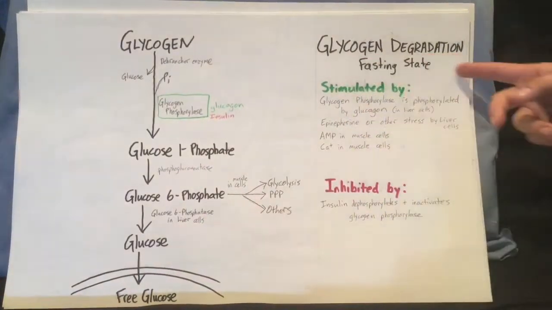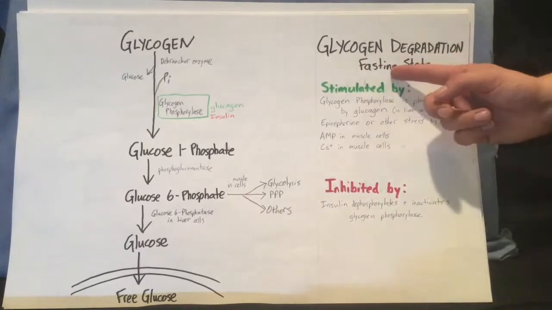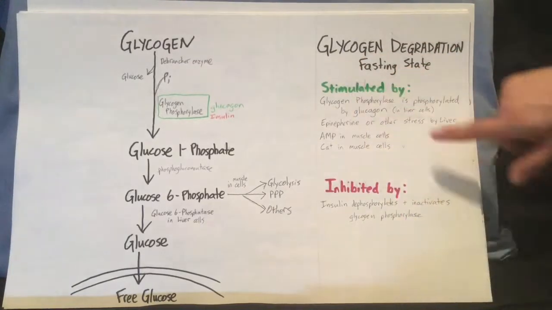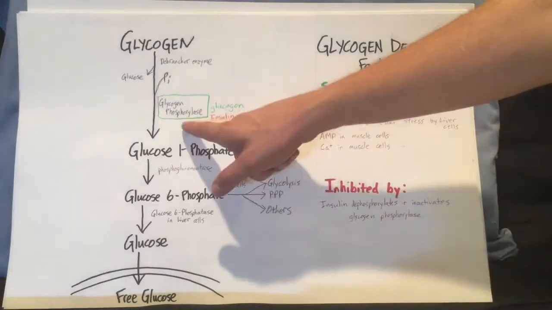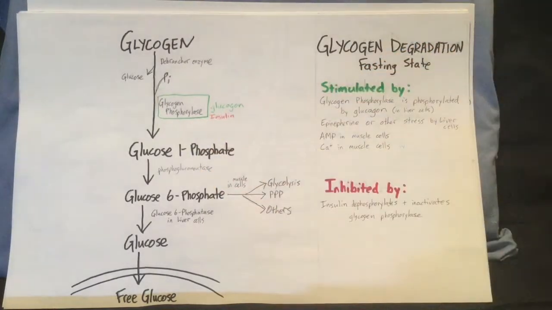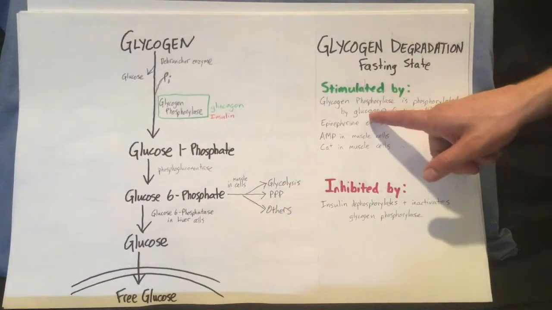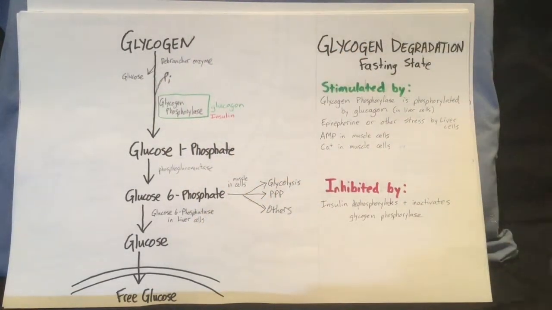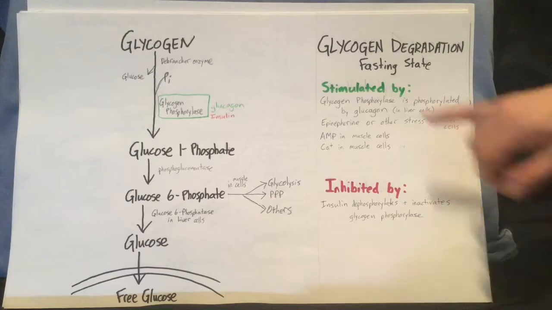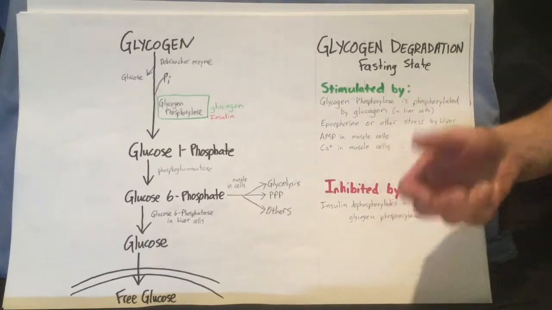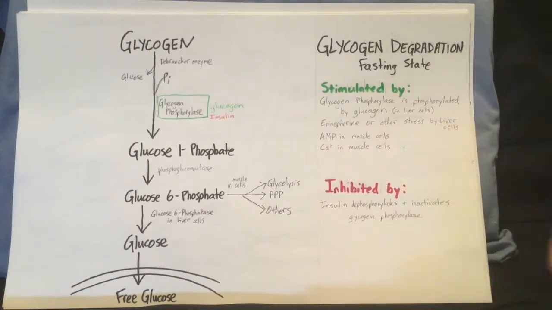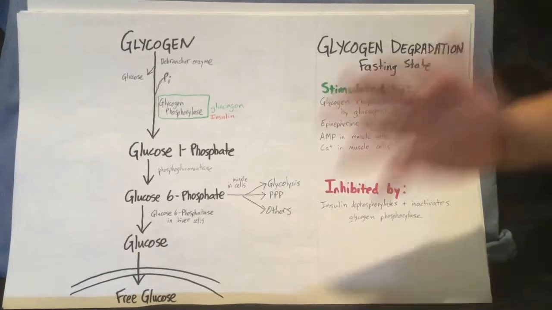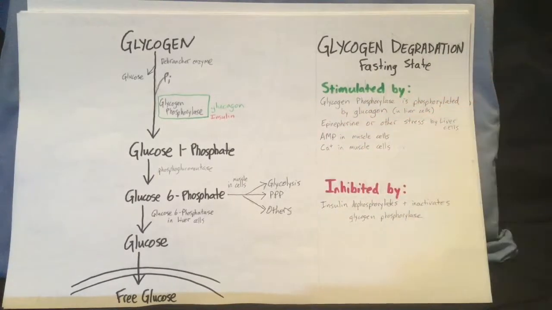So now, glycogen degradation, we want this to happen in the fasting state, and it is stimulated by glucagon that will phosphorylate this enzyme, glycogen phosphorylase, in the liver cells. So glucagon is what is going to start this whole process, breaking down the glycogen with the glycogen phosphorylase. Epinephrine or other stress will also stimulate this to happen in the liver cells, saying, hey, fight or flight, let's go, let's mobilize some of this energy. So that can also happen, not necessarily just in the fasting state, but in a state of stress, fight or flight.